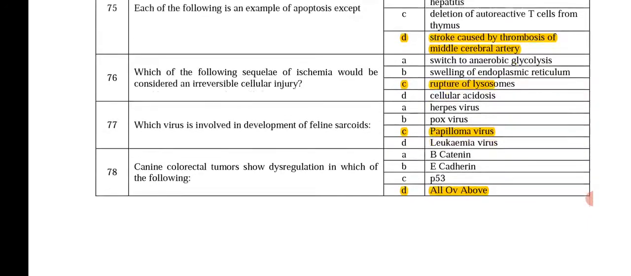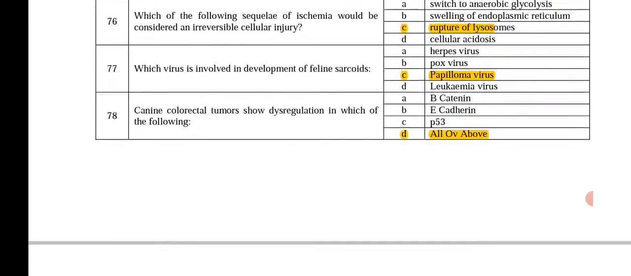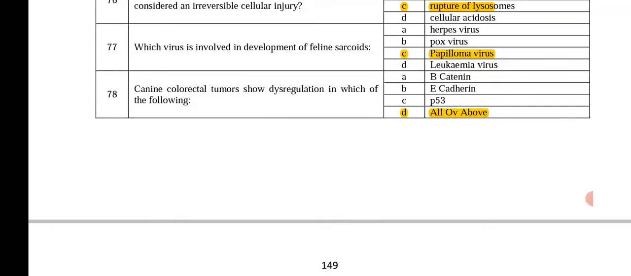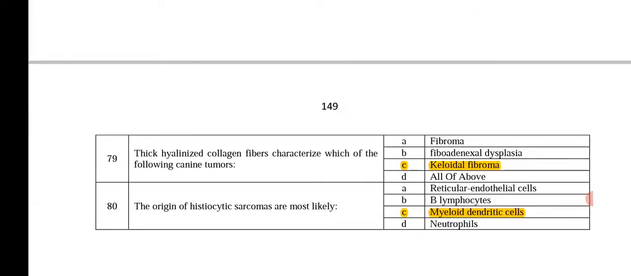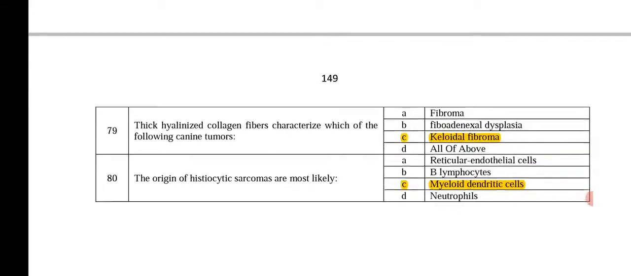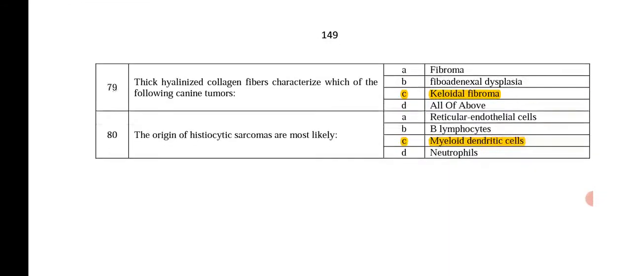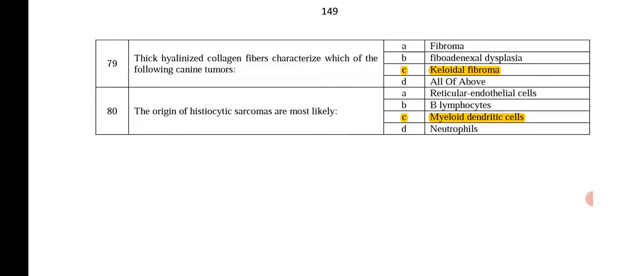Papillomavirus. Canine colorectal tumors show dysregulation in which of the following? All of the above: beta-catenin, E-cadherin, and P53. Thick hyalinized collagen fibers characterize which of the following canine tumors? Keloidal fibroma. The origin of histiocytic sarcomas is most likely myeloid dendritic cells.